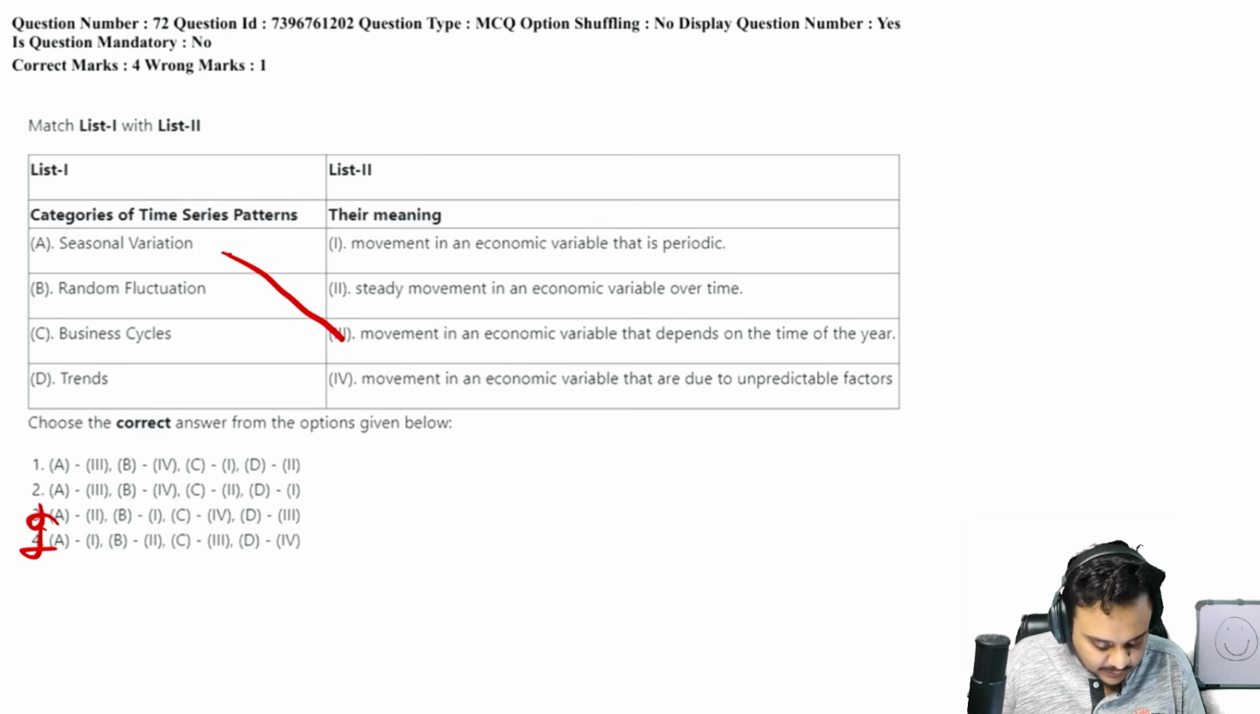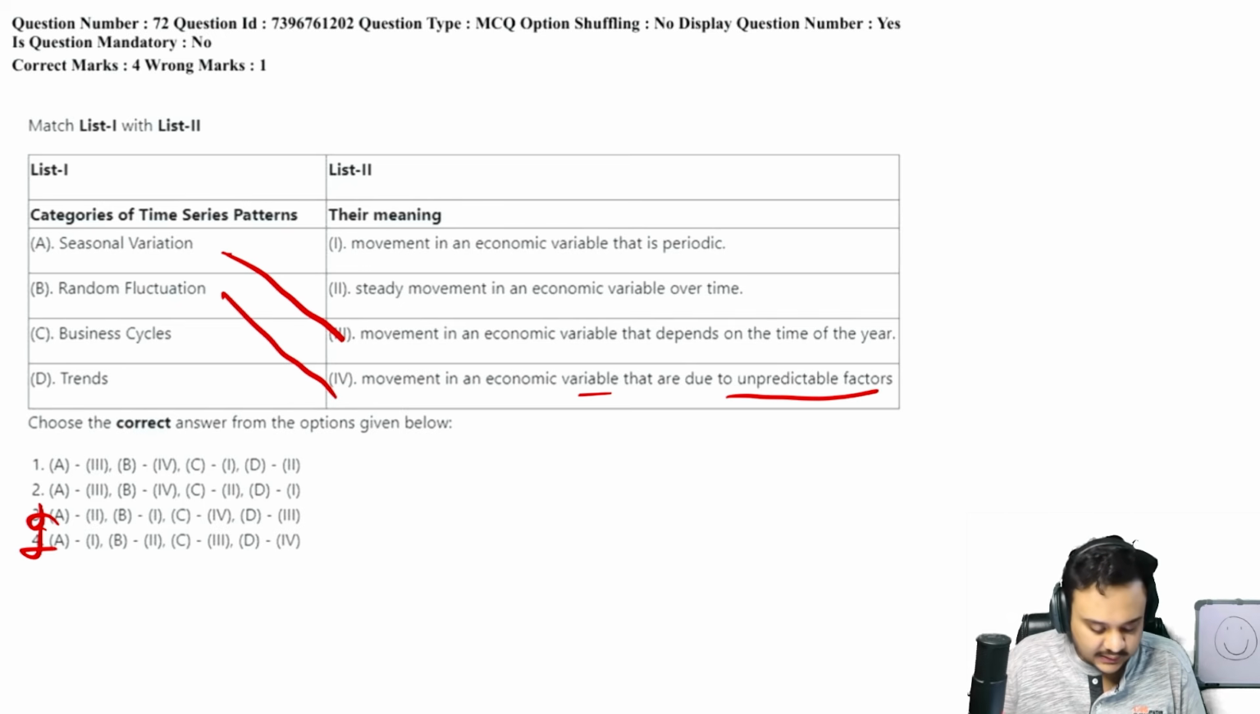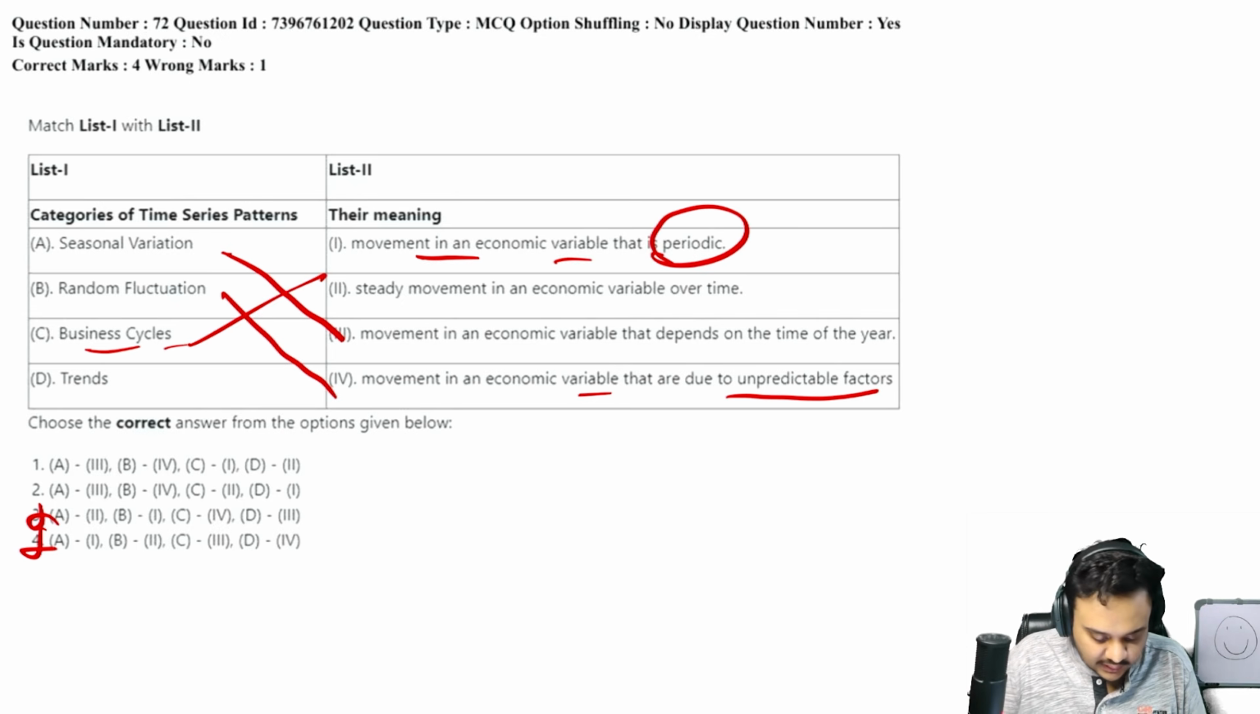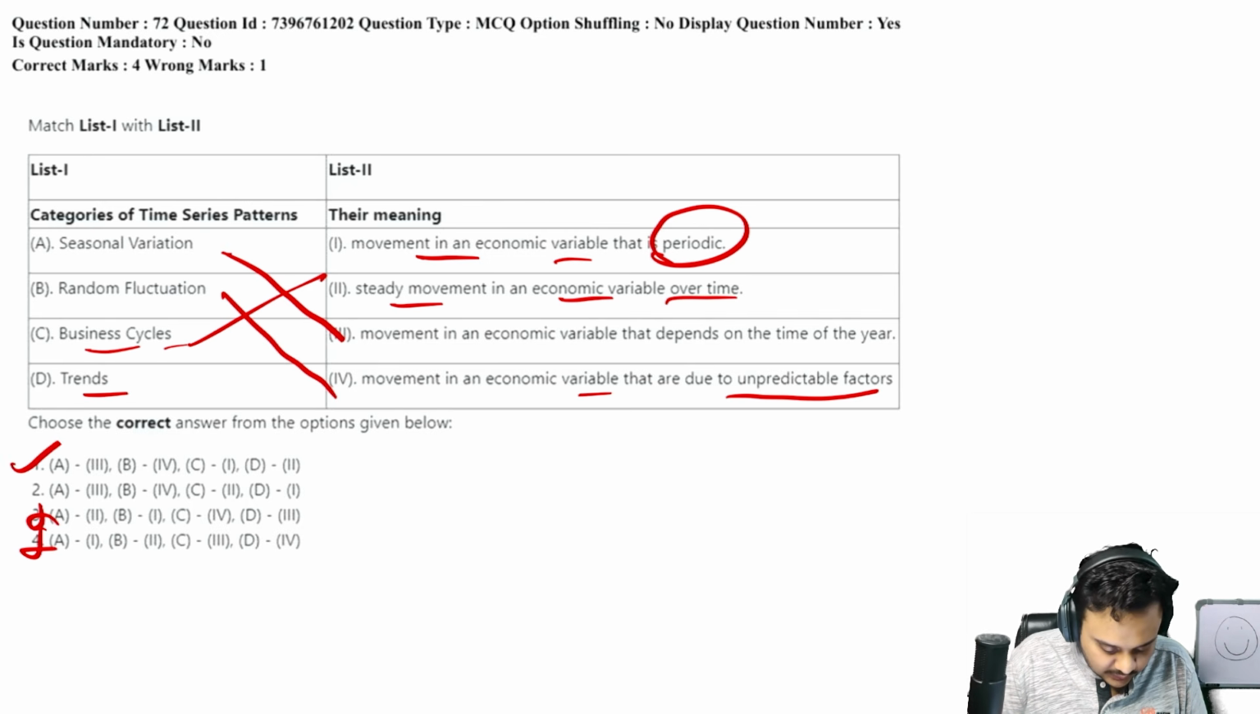So then B is 4, already matched. Random fluctuation is nothing but that which happens due to unpredictable factors. Business cycle. What is a business cycle? It is a movement in an economic variable that is periodic, so a cycle basically. C is 1. Trends is steady movement in an economic variable over time. So C is 1. So first is your answer.